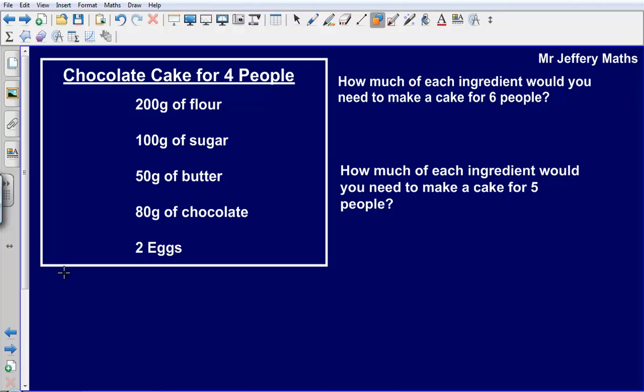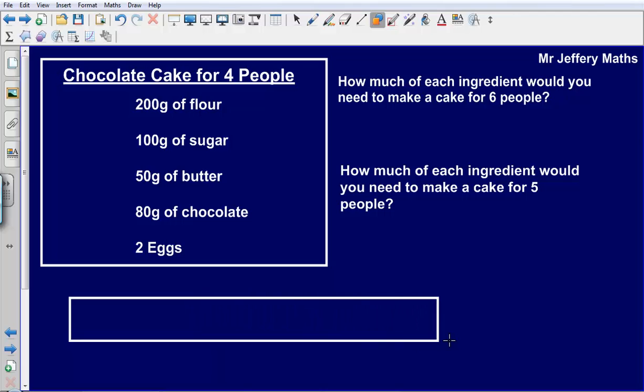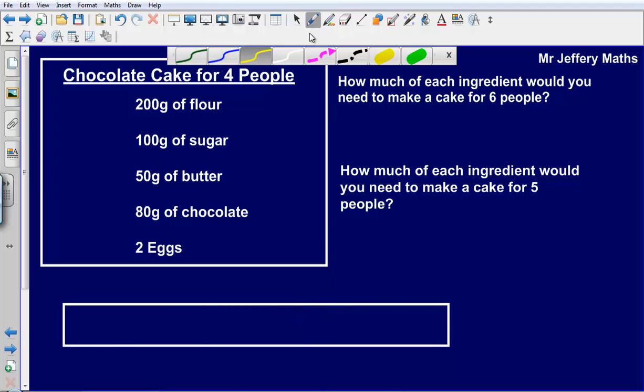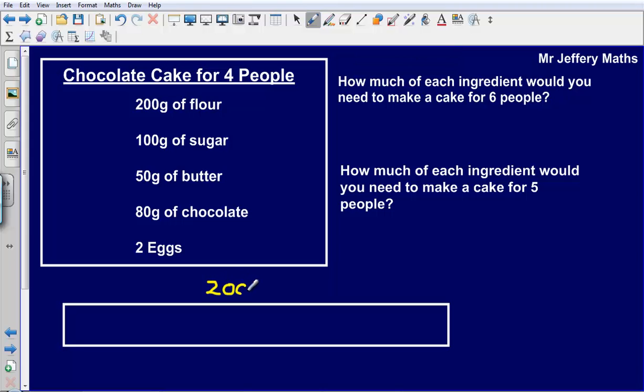Now, similarly to ratio, I'm going to start off by drawing a little bar. We're being asked to find out how much of each ingredient you would need to make a cake for 6 people. The reason I'm drawing this bar is to represent the 200 grams of flour that we need. So this is the 200 grams of flour that we are using for 4 people. So what we could say is that 200 grams of flour makes enough cake for 4 people.